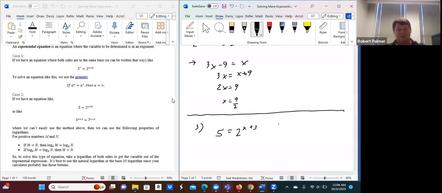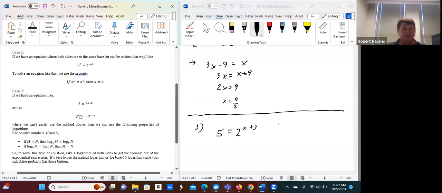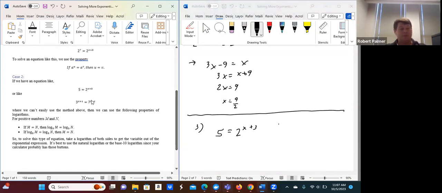So let's take a look over to the left. You have something like this, or like both examples, we'll also do this one in a moment. You can't easily write both bases as the same thing. So we use a property of logarithms. We're going to use logarithms to help us solve this.